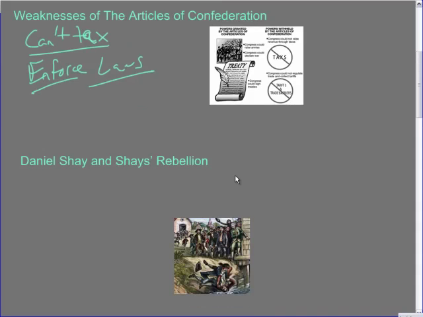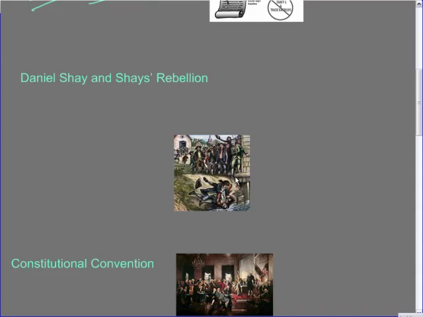So the country kind of runs into a lot of problems, and one of the big things that happens is Shays' Rebellion, and that has a lot to do with Daniel Shays. So we're going to be looking at that. They talk about Daniel Shays and his rebellion on page 235, and then again on page 239.